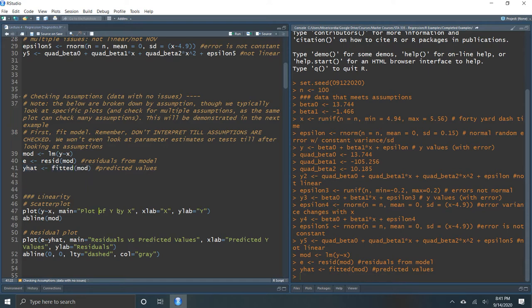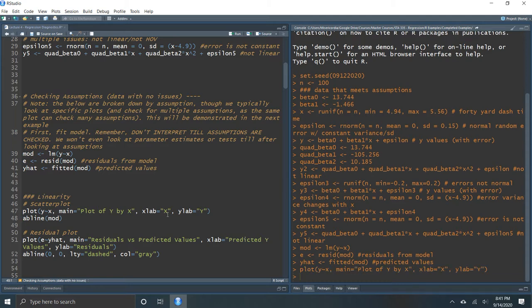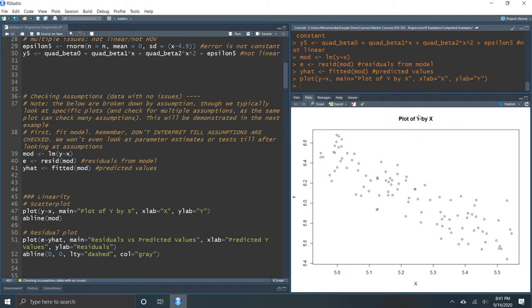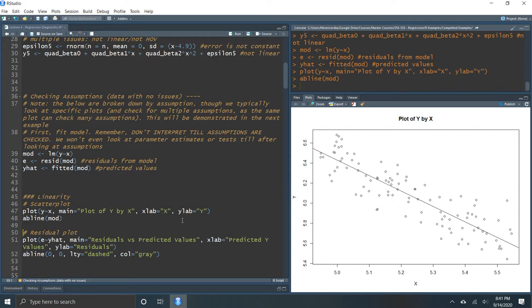It's a shortcut in R. Now for linearity, we can look at a scatter plot. Don't forget that in this course, we really like your plots to be nicely labeled. So put a nice title on it, put a nice x-axis and a nice y-axis on it. And then we have abline, so this is just going to add the best fit line.